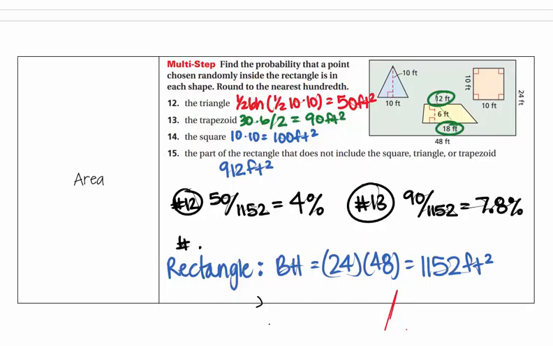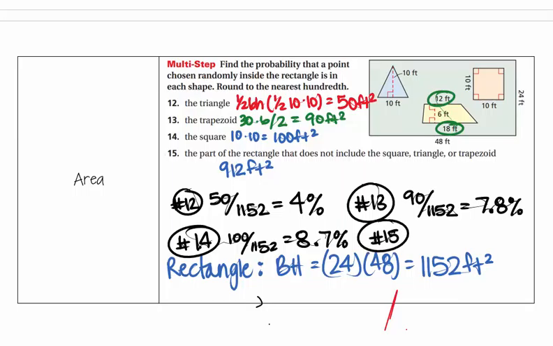Number 14, the square, we should expect it again to be a little bigger, but not huge. So that's 100 divided by 1152. And we get about 8.7%. And then finally, 15 should be our biggest one yet, because that's most of the shape. Most of the shape is just the rectangle. So that was the 912 we had to find, divided by 1152, and you end up with about 79%.